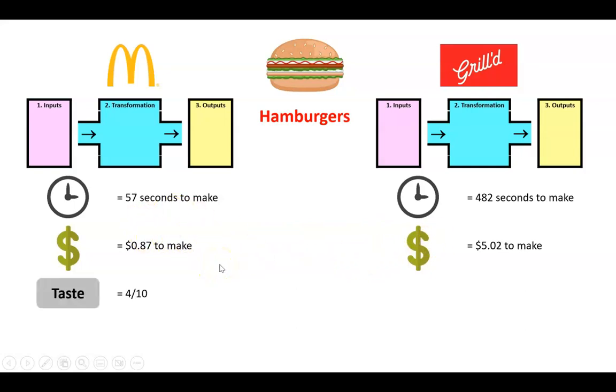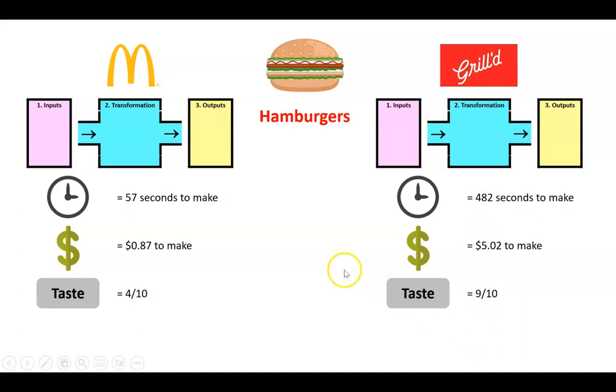Lastly, if you surveyed a bunch of customers, and I'm just making this up, but the average taste of a McDonald's burger might be 4 out of 10. It's never 5, it's never 3, it's always about 4. That's actually kind of good quality in a different way, but it's very reliable because that's all they're trying to do. They're trying to make a cheap product very cheaply and very quickly, whereas Grilled takes a little bit longer, costs a lot more, but the taste is much better. And that's an example of the trade-off between efficiency and effectiveness.